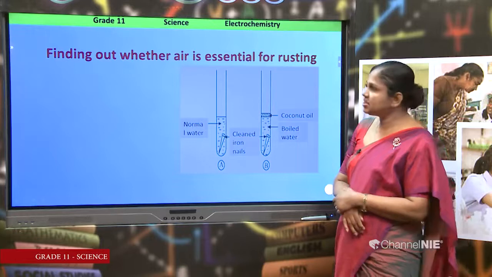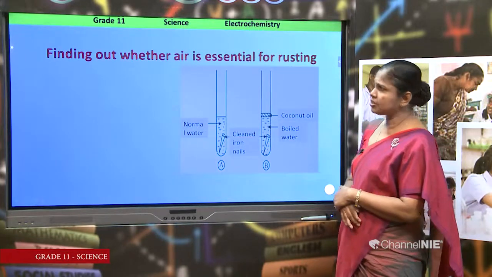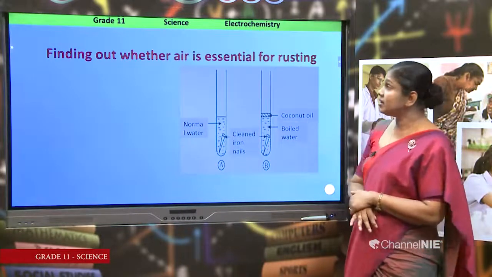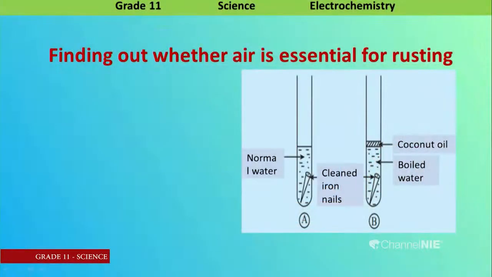This is the activity that we can implement in our school lab to find out whether air is essential for rusting. Children, please observe this diagram properly. You can see there are two test tubes with clean iron nails. For test tube B we have put boiled water, and for test tube A, normal water. And on the boiled water in B, a layer of coconut oil is placed. After arranging this setup, you have to keep it for 2 days.